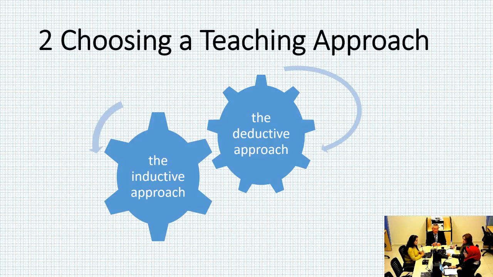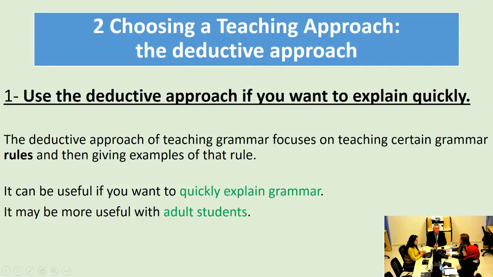Now, Mr. Manhal, let's begin with the first one, which is the deductive approach. Use the deductive approach if you want to explain quickly. The deductive approach of teaching grammar focuses on teaching certain grammar rules and then giving examples of that rule. It can be useful if you want to quickly explain a grammar. It may be more useful with adult students. The deductive approach starts with a presentation of the rule, followed by examples in which the rule is applied.